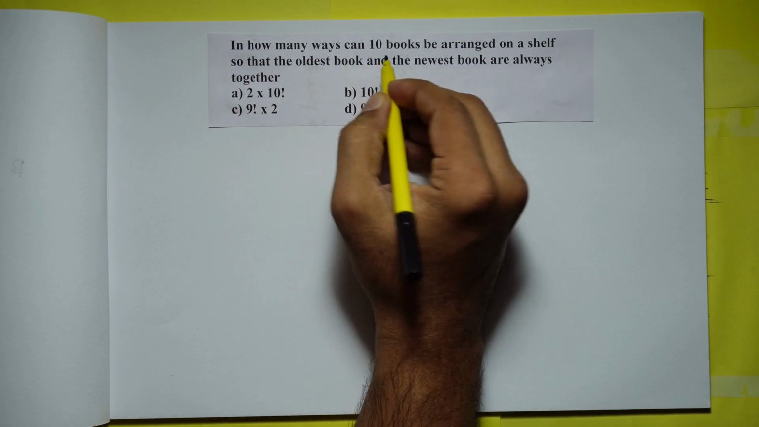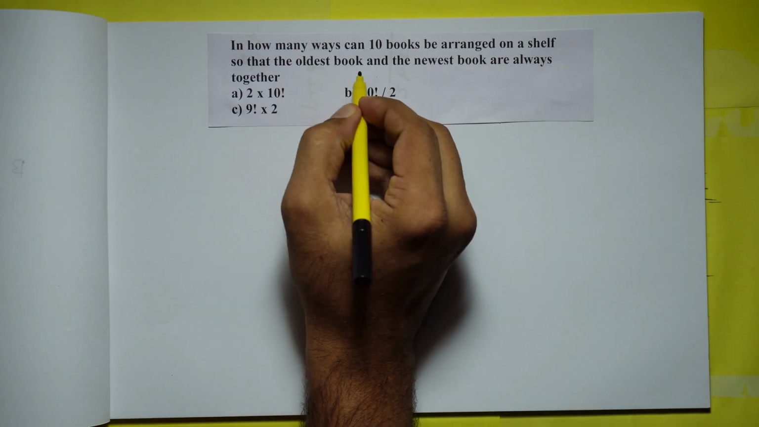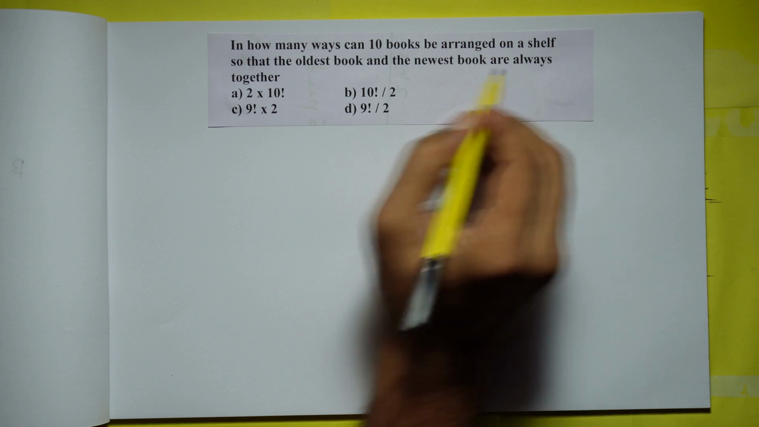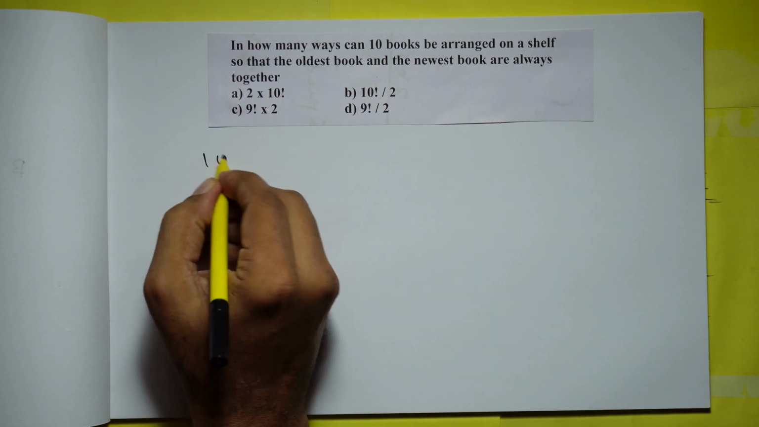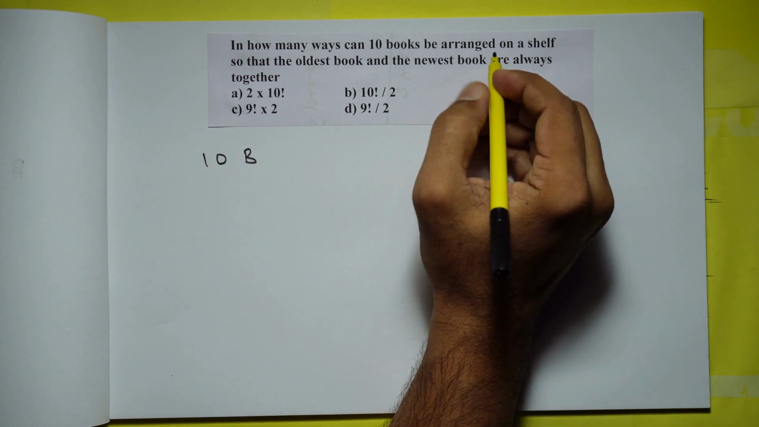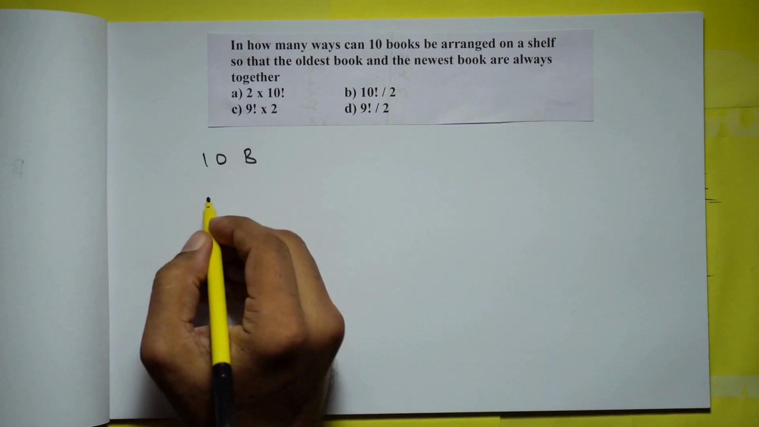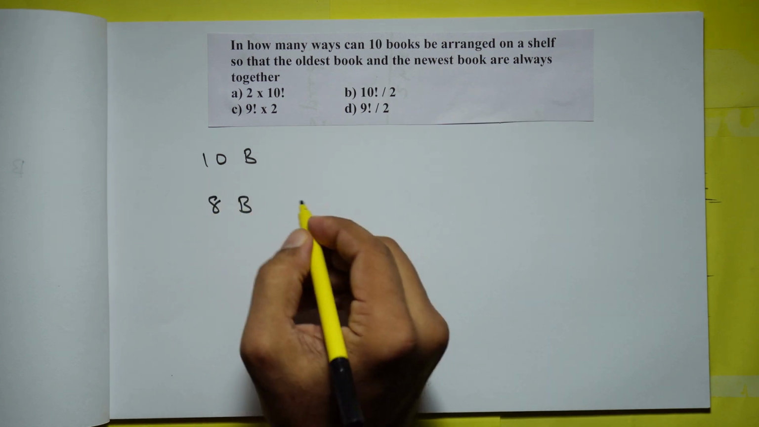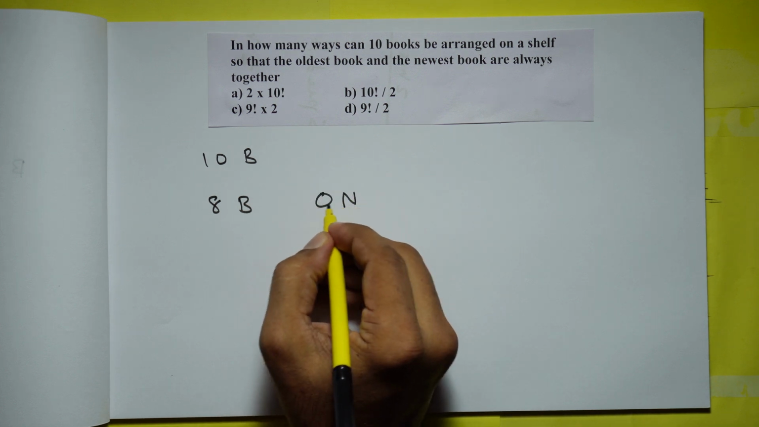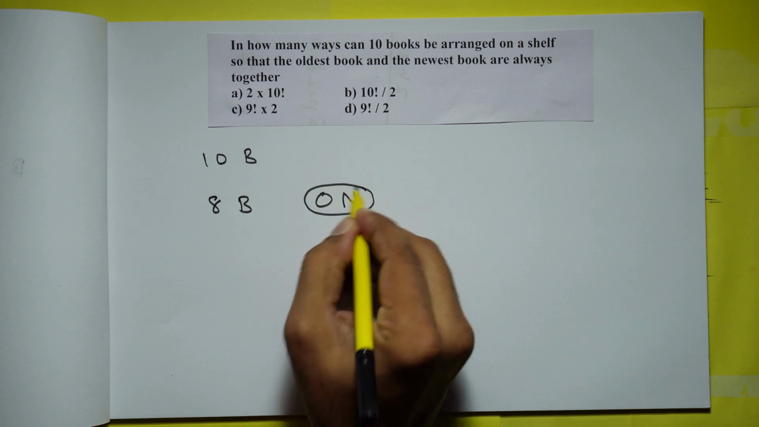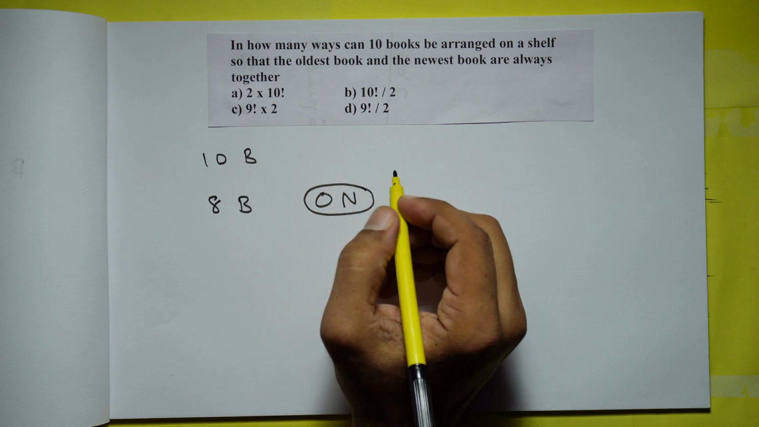In how many ways can 10 books be arranged on a shelf so that the oldest book and the newest book are always together? So altogether 10 books are there, out of which one of them is the oldest and one of them is the newest. So you can consider them as just 8 books, and then you have the oldest book and the newest book. Now the oldest book and the newest book should always be together. If they are together, how many ways of arranging them?